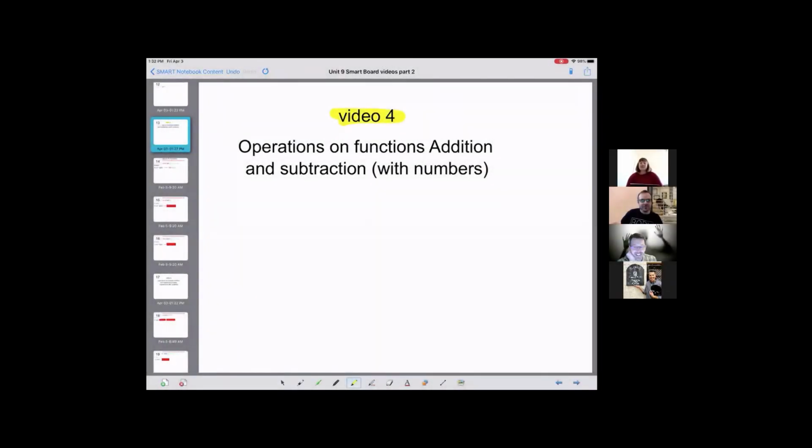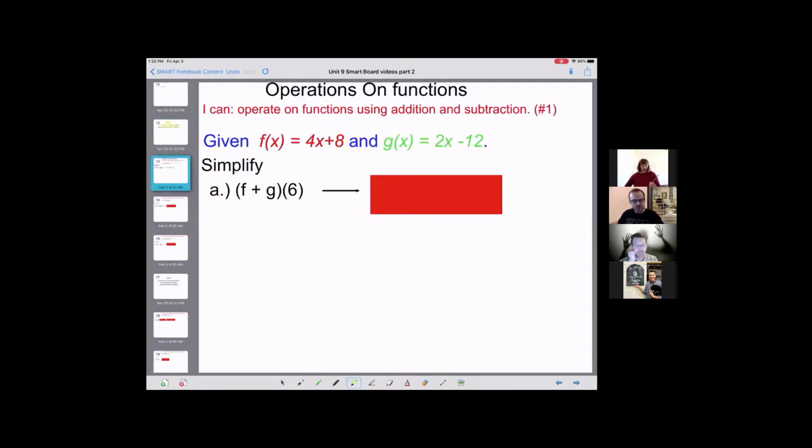Okay, ninth graders, you're here for video 4, operations on functions, addition and subtraction with numbers. Mr. Craig is your writer, I am your narrator, and Mr. Nelson is your calculator guy. Woohoo!